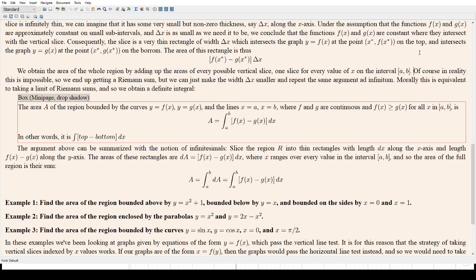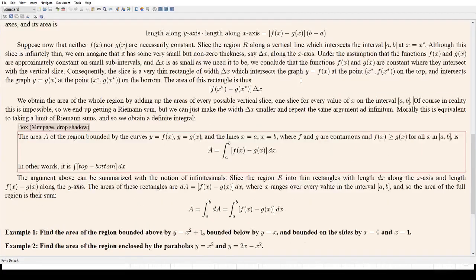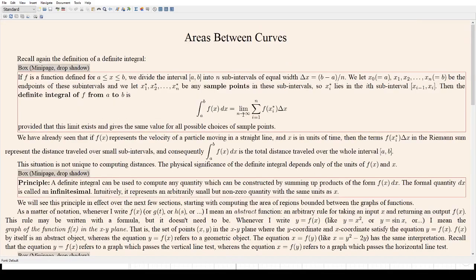Now, of course, since each slice is infinitely thin, there are infinitely many slices that we could do. So what we would actually end up getting if we tried doing this, say with a pencil, is a Riemann sum. But let's imagine that delta x is smaller than what we started with, and do it again. Then imagine that delta x is even smaller, and do it again. Well, what are we doing? Oh, we're literally just taking a limit of Riemann sums.